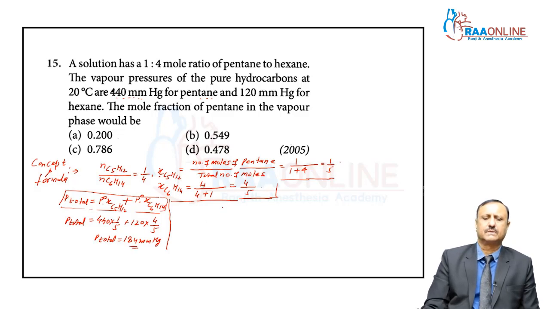Now, my dear students, when you can calculate the P total, then we can apply Raoult's law. What is Raoult's law, my dear students? By Raoult's law, the pressure of C5H12 pentane equals the vapor pressure P0 of C5H12 times the mole fraction XA of C5H12. This is our first equation.